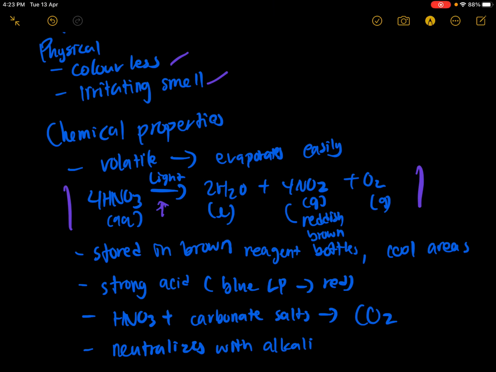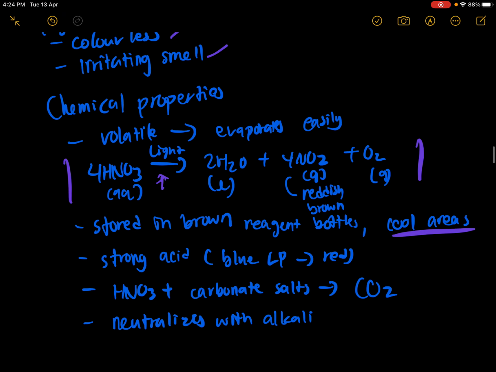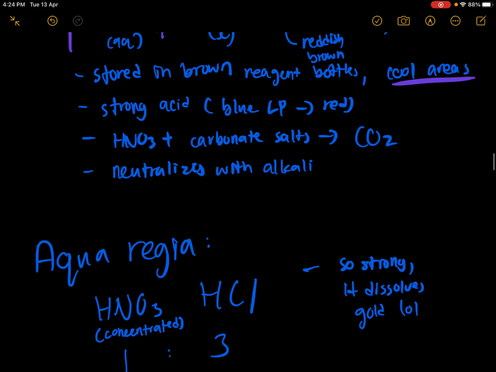Why? There are two reasons. Number one, this thing is sensitive to light. Number two, this thing is sensitive to heat. So if it's hotter, it decomposes faster. So you want to store it in brown reagent bottles as well as cool areas. Why a brown reagent bottle? Because it's harder for light to pass through. Why a cool area? Because you don't want it to reach a high enough temperature to decompose. Nitric acid is quite a strong acid, and of course it turns blue litmus paper red.